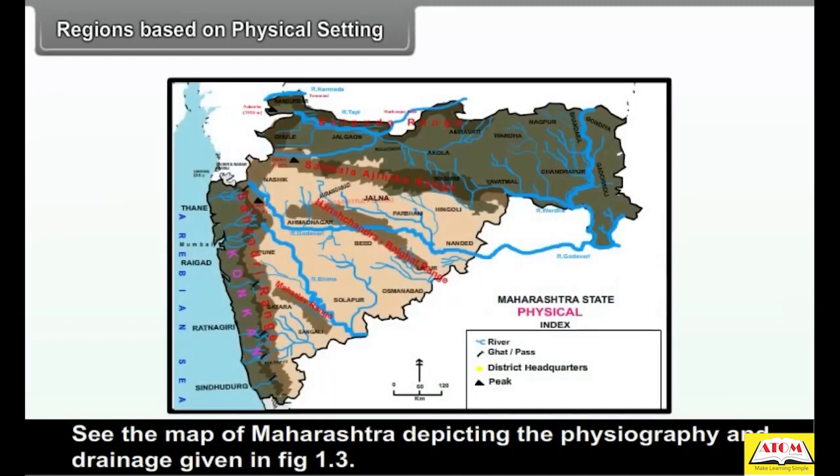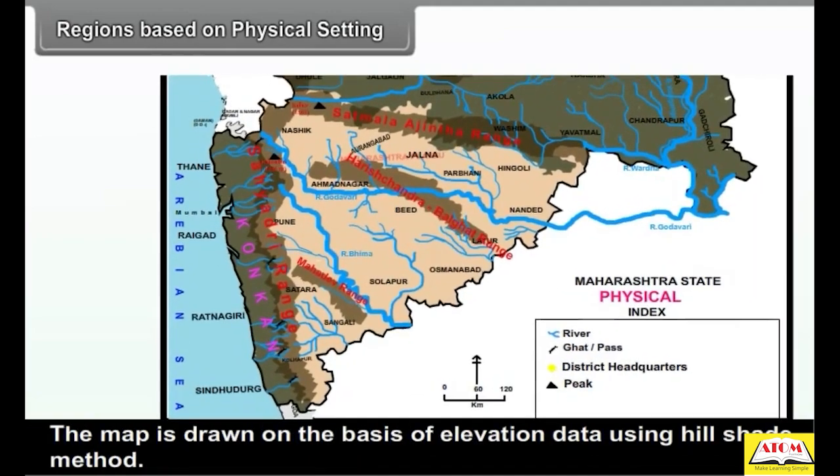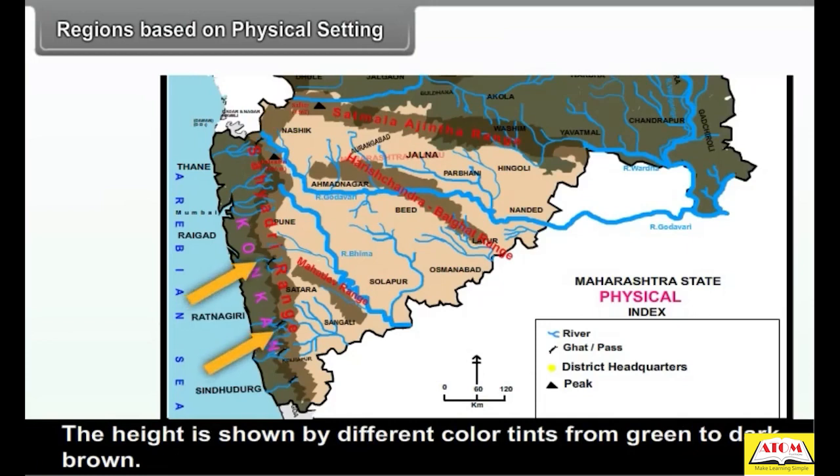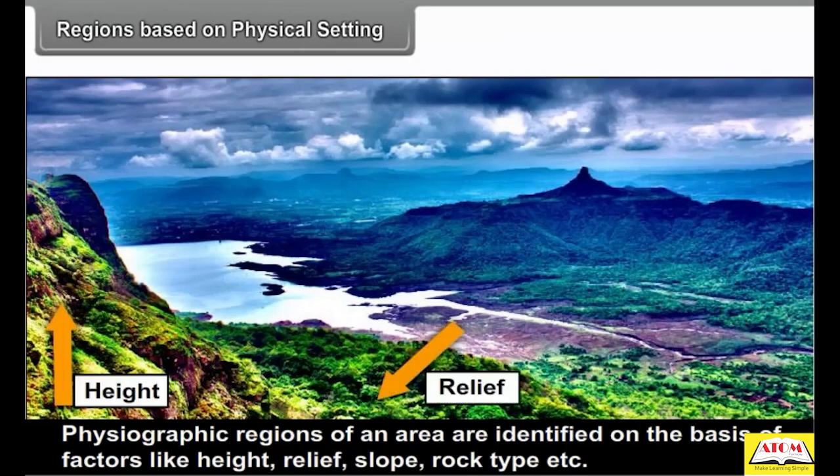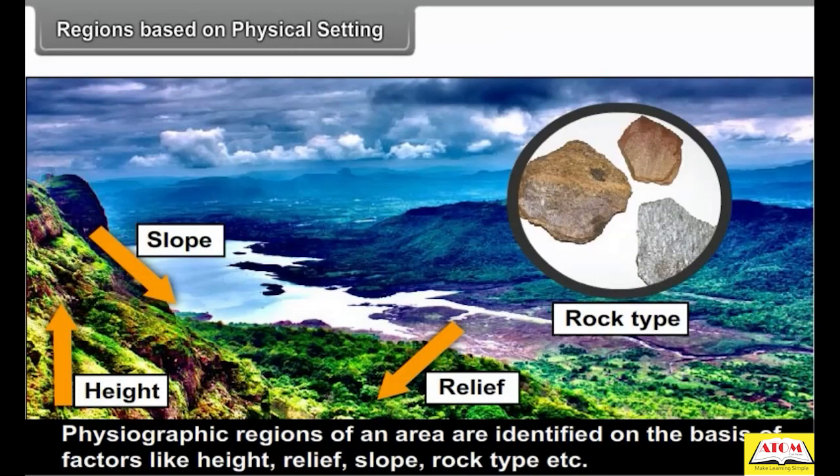Regions based on physical setting. See the map of Maharashtra depicting the physiography and drainage given in figure 1.3. The map is drawn on the basis of elevation data using the hill shade method. The height is shown by different color tints from green to dark brown. Physiographic regions of an area are identified on the basis of factors like height, relief, slope, rock type, etc.